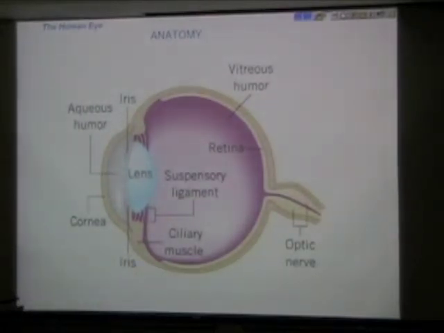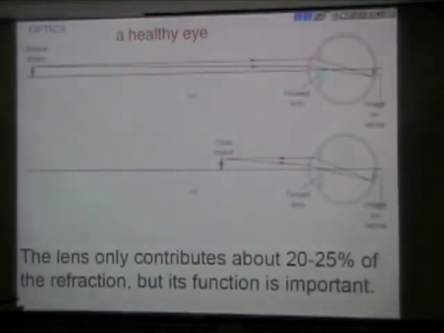Of course, it's a very complicated device. It's amazing how nature could make it so good for us. The lens is only one part of this optical device, but the lens actually focuses the light on the retina. And that is true for a healthy eye, or an average person. Different people might have slightly different features.